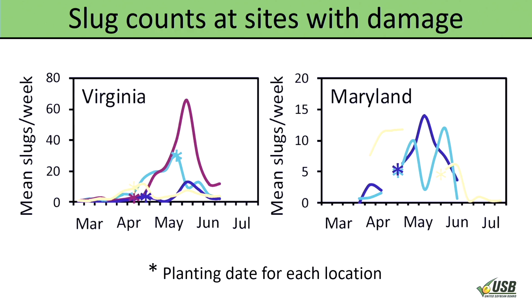This is the number of slugs that we caught every week from March to July in Virginia and in Maryland at our sluggiest sites. And also where the star is is where it was actually planted. So we started sampling before planting, and then we kept sampling through the seedling stage and into the season. One of the things you might notice is that some of these sluggy fields started out with not so many slugs before planting, and then all of a sudden all the slugs came in. Some of them started off with lots of slugs, and then the slugs actually declined after planting.